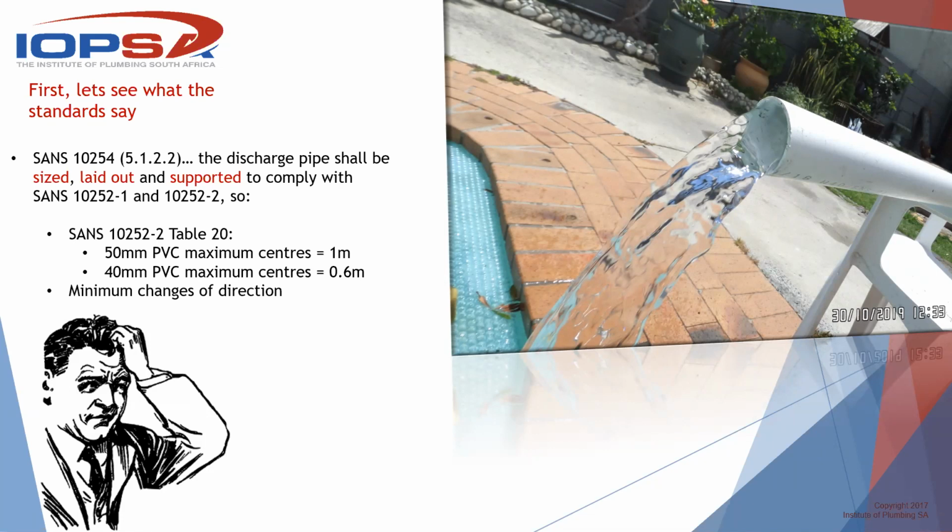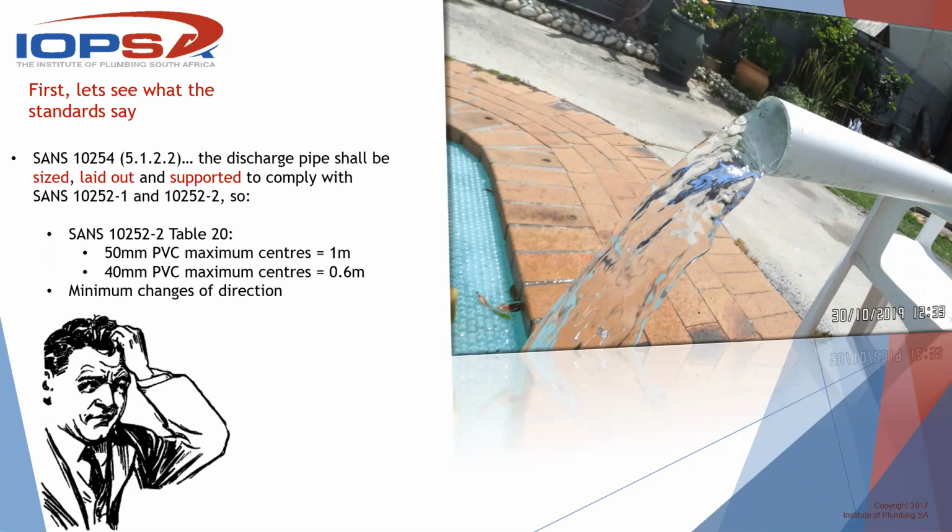It talks to us about the types of materials that can be used. It talks to us about gradients, although gradient is mentioned in 10254, as we'll see in a minute. But it talks about materials, it talks about support, etc. So 10252, particularly about support, says that if you use 50 millimeter PVC, your maximum centers between the supports may be 1 meter. And if you use 40 millimeter PVC, those maximum centers become 600 mil.